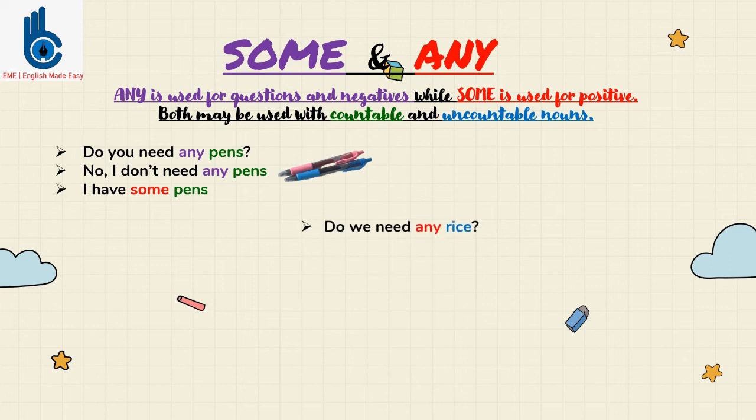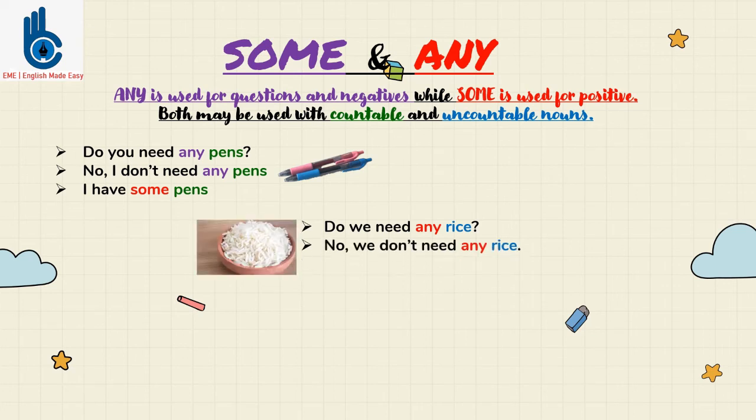Next example for uncountable noun. Do we need any rice? No, we don't need any rice. The word any is used for negative and question. We have some rice in the cupboard. The word some is used for positive sentence. You can see here that the words some and any can be used both for countable and uncountable nouns.